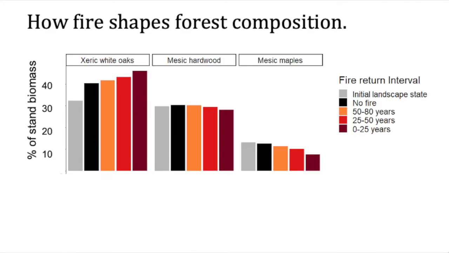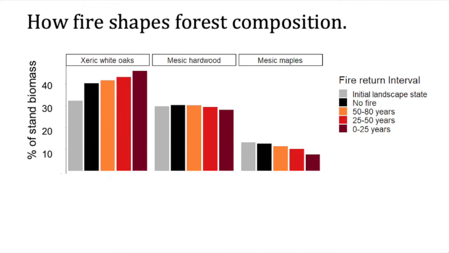Okay, so how does this change a little bit? In this model we simulated, I think it was 48 species, but just to look at some groupings, because it's hard to look at a million different graphs of species through time, we said, okay, what is the percent of stand biomass of some different functional groups?